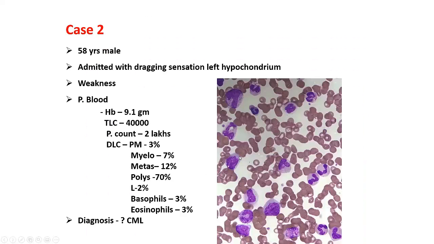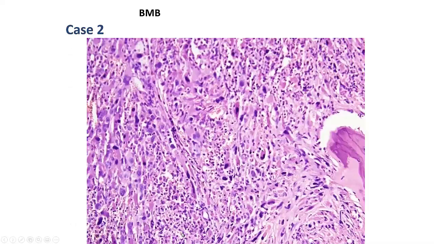Now, all these features and the picture what you are seeing is highly suggestive that we are dealing probably with a case of CML in which the platelets are normal, TLC is high, but it is not in lakhs. Usually we find the count to be between 1 and 3 lakhs, which it is not. And there is basophilia and there is eosinophilia. So the possibility of CML was considered.